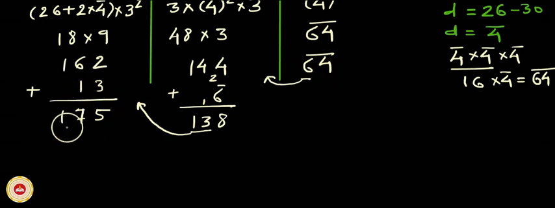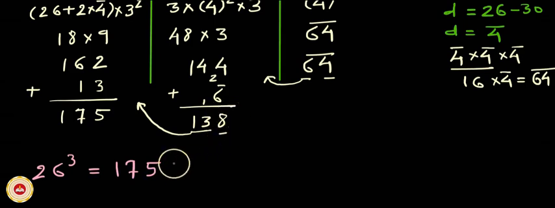What is the left part? 175. What is the middle part? 8. What is the right part? -4. Okay, so let us write it. 26 cubed is: left part 175, middle part 8. See friends, we are neglecting these two digits, that is number 13, because we have already passed it. Don't write it, neglect it. Yes, we have written 8 here. What is the right part? -4.